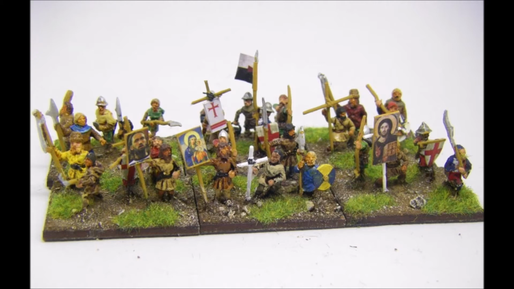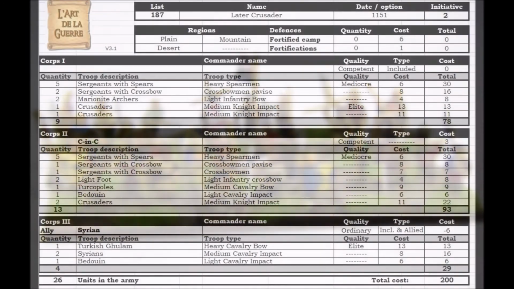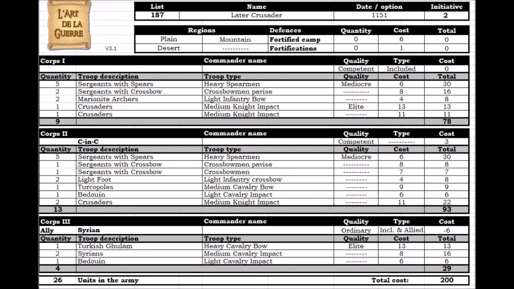So what I've done is that first command. Well, the first two commands are very similar, really. The first one's got 5 of the mediocre heavy spearmen. Big fan of that troop type. A couple of the light infantry bow, which is a little bit scary to shield 5 heavy spearmen with, but there's also 2 crossbow pavis in there that can kick out an awful lot of shooting, and I guess the light infantry bow do kick some out as well.